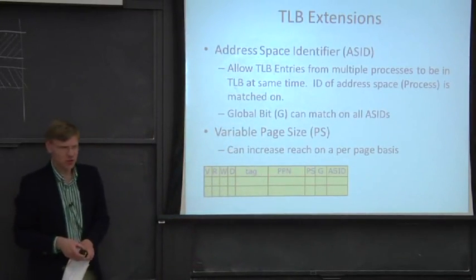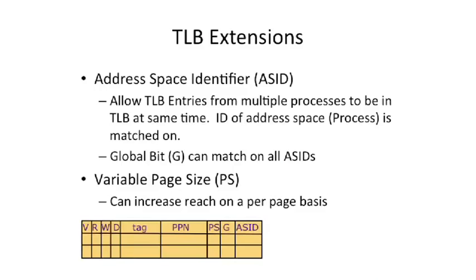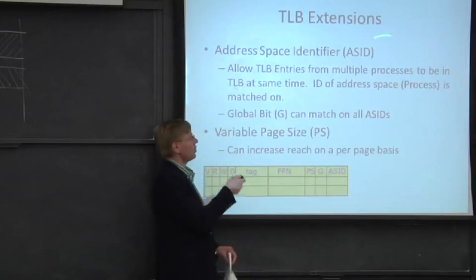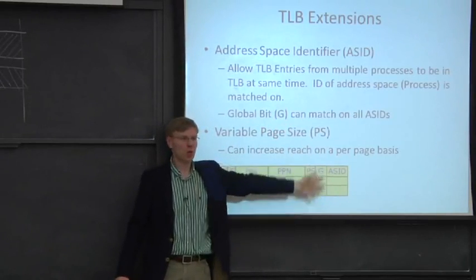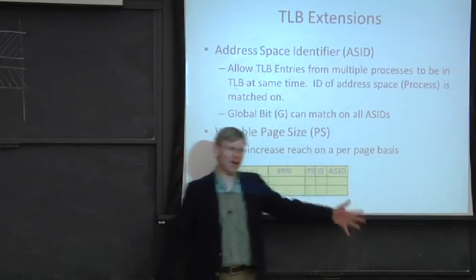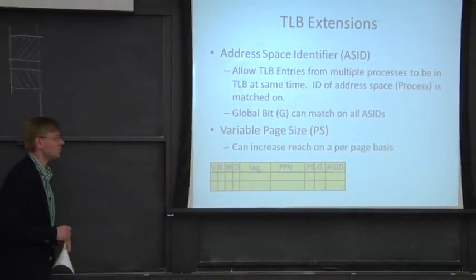Now, sometimes you do want to ignore the address space identifier. A good example of this is operating system pages. If you have the operating system mapped into every single process, you don't want to pollute your TLB with separate copies of the page table entry for all the different operating system pages. So a lot of times, if you add an address space identifier, you also add a global bit that comes into the match. The global bit basically says to ignore the address space identifier, and turns it back into the case we had before. This is traditionally only used for operating system pages.